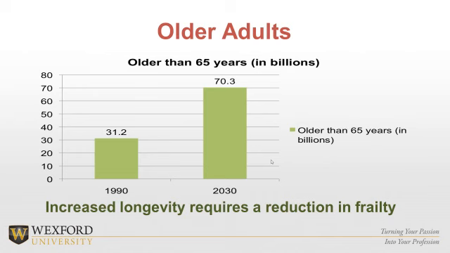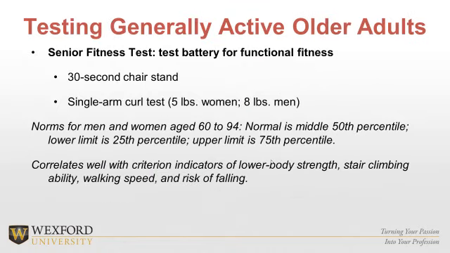So as we get older, we need to be strong enough to have a good quality of life past the age of 65. And increased longevity requires a reduction in frailty, which means you have to be stronger. Now, testing generally active older adults, we have some senior fitness tests.